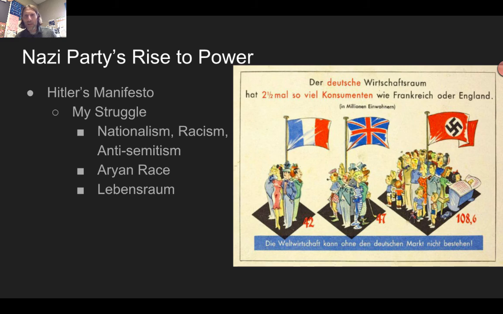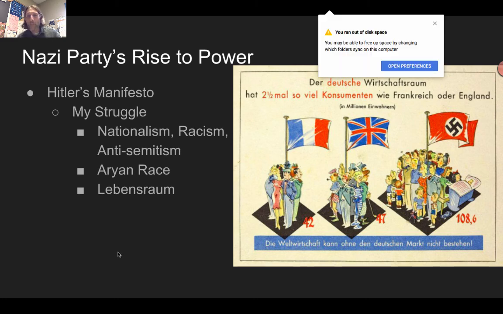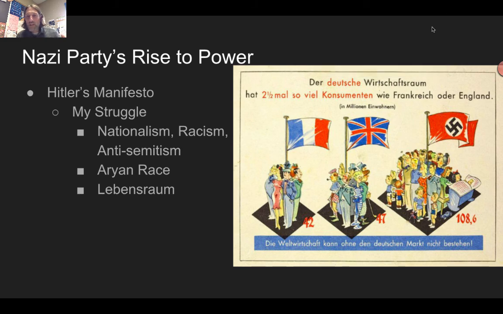And this is a propaganda piece put out by the Nazi Party showing how much room people in Great Britain have and how much room the people in France have and how Germany is so overcrowded. And what they need is they need to expand because they need more room for their kids and their families.